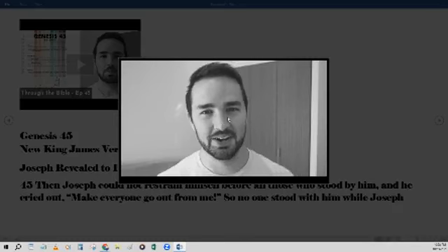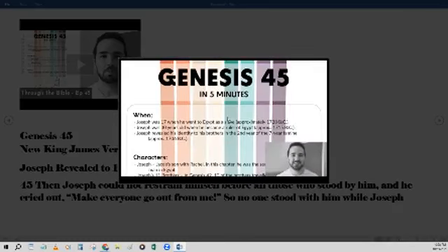Genesis chapter 45. When did these events take place? We know that Joseph was sold into slavery when he was 17 years old. We know that he became the second most powerful man in Egypt when he was 30 years old. Now, we know from a statement that he makes in this chapter that this happened approximately 9 years later, which would place this in about 1706 BC.